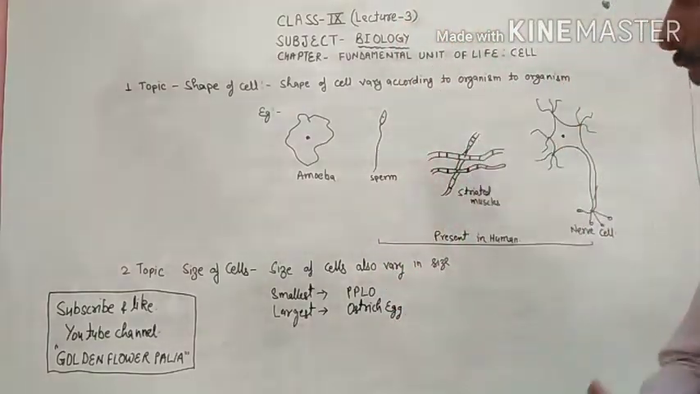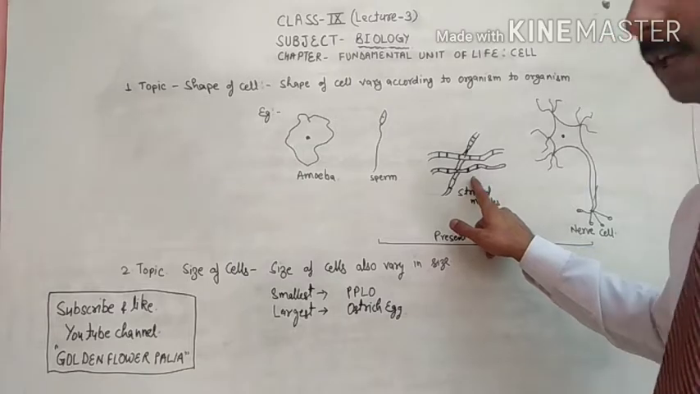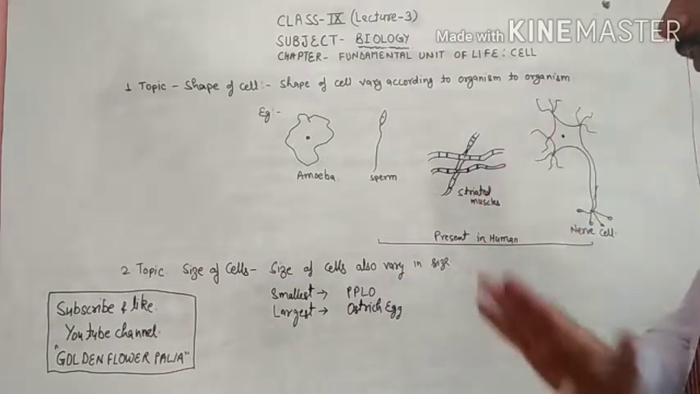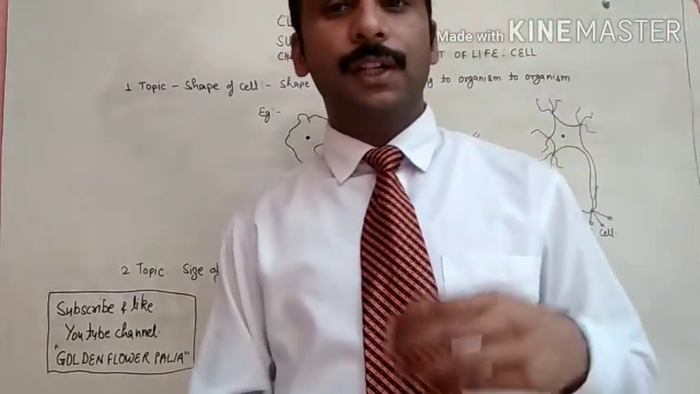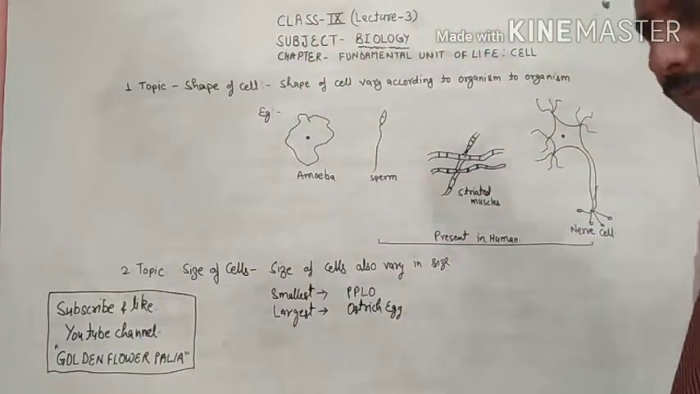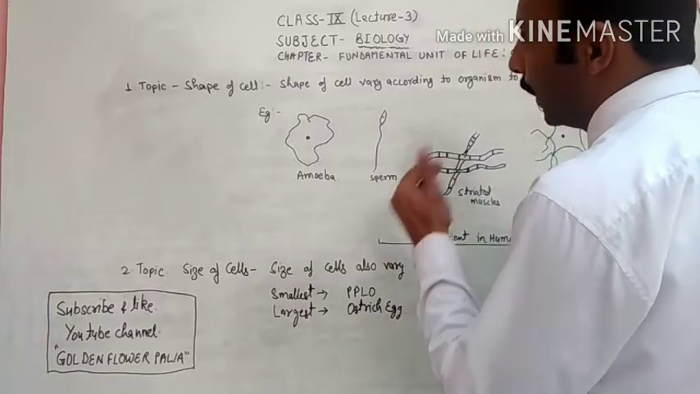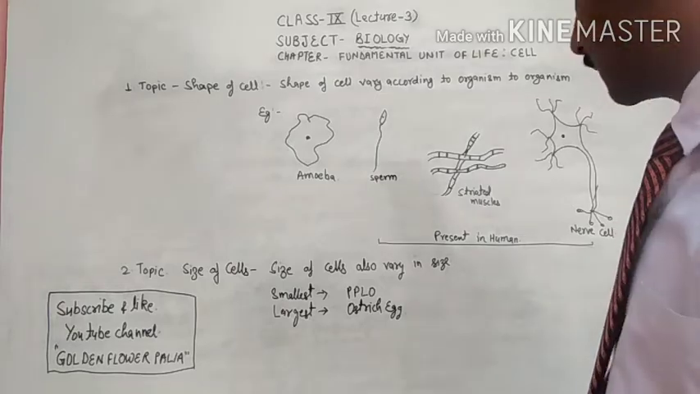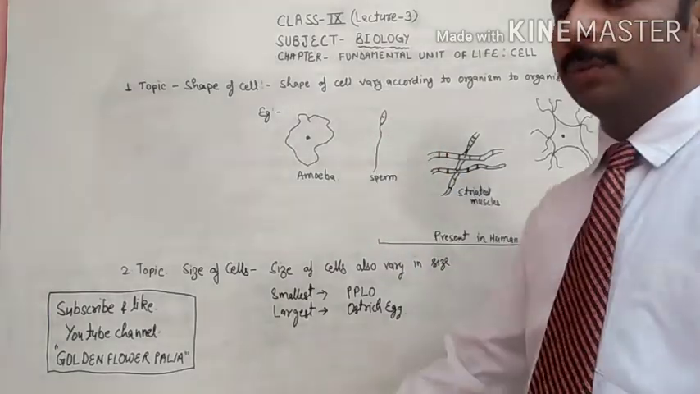There is no fixed shape for the cell. This is a cell. This one is also a type of cell. This one is also a type of cell. So there is no fixed shape for the cells of different organisms and different body structures. Just consider this thing, that cell shape varies according to function and according to organism. These three cells are present in the human body.